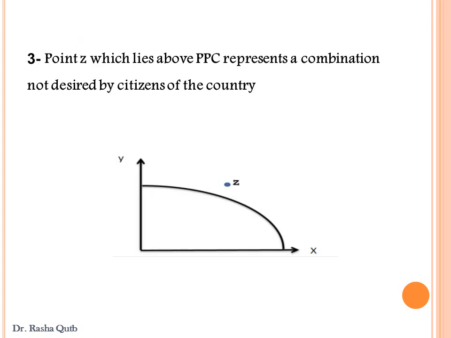Third, point Z, which lies above the production possibility curve, represents a combination that is not desired by the citizens of the economy. This sentence is false. Why? Because point Z is better than any other point which is located on or inside the production possibility curve. But because of the scarcity of resources, the society cannot achieve such a point. So point Z is a desired point, but not attainable because of the scarcity of resources.